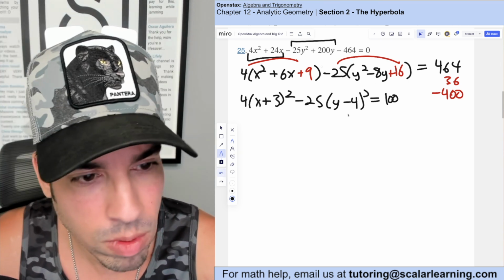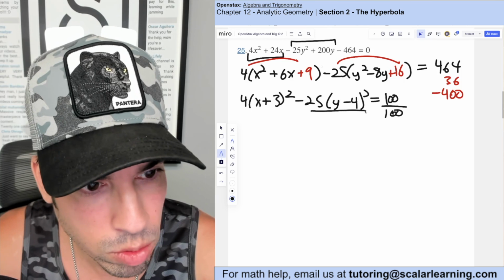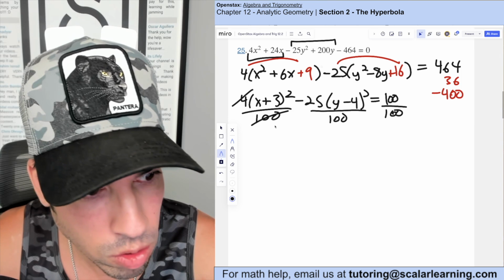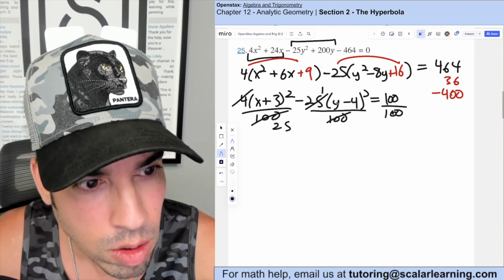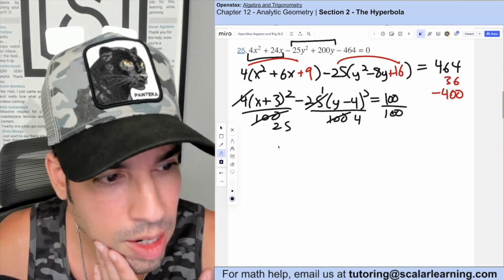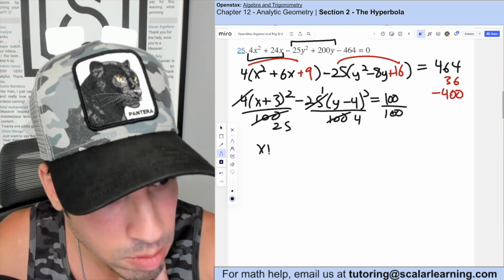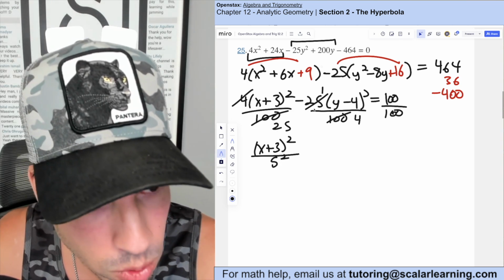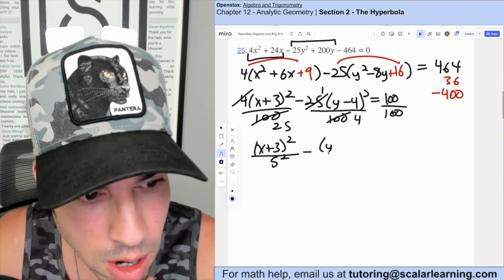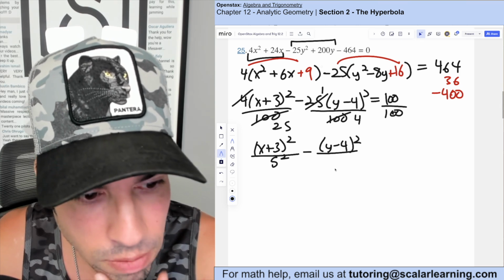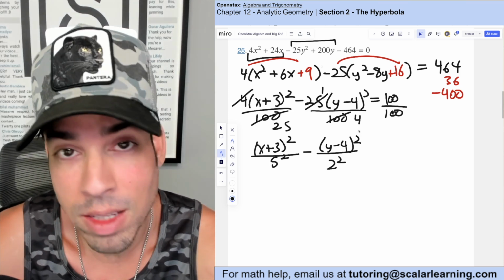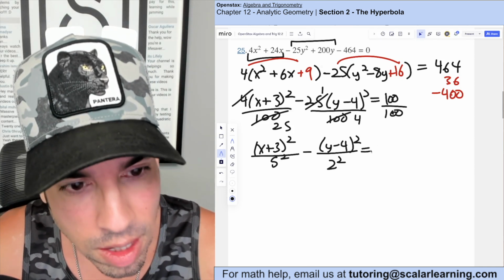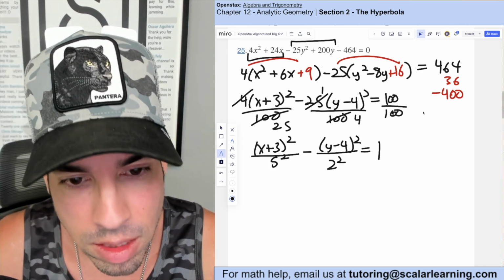Okay, now last step, we're going to divide everything by 100. Boom, boom, and boom. And then this is going to simplify to 1 over 25. This is going to simplify to 1 over 4. Okay, I'm going to rewrite this as x plus 3 squared. And then I'm going to rewrite 25 as 5 squared. Minus y minus 4 squared. Rewrite the 4 as 2 squared, okay, because it's valid, it's the same. And in our standard form, we'd like to write it as something squared, okay? And then 100 over 100 is 1. Now let's do our thing.